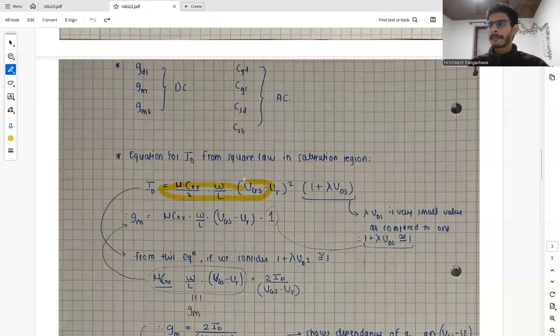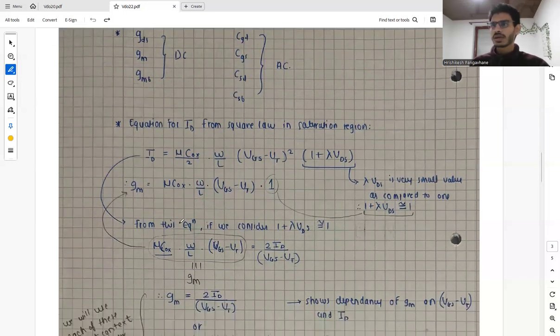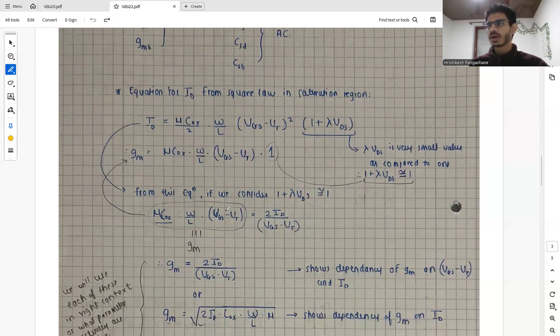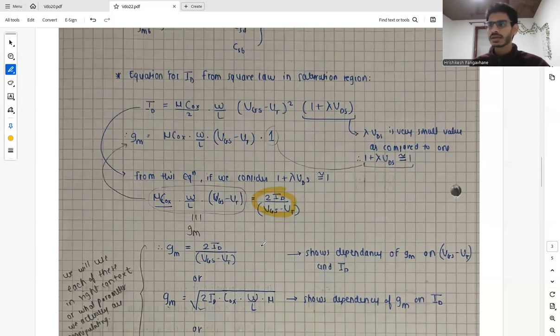And when we take ∂ID/∂VGS, we get our gm, the partial differentiation with respect to VGS. So from this equation, if we consider this entity as 1, our gm comes out to be this value. So gm can be written in different formats.